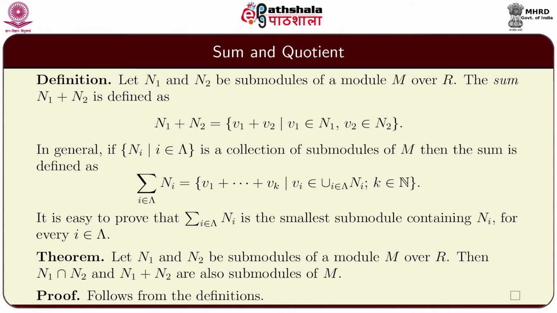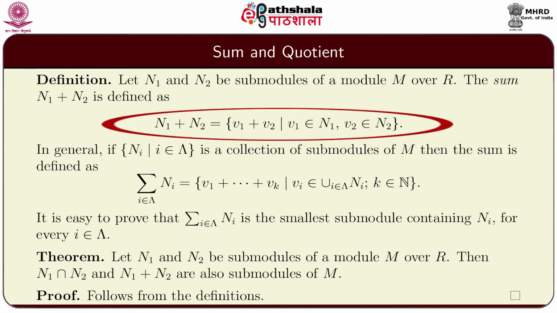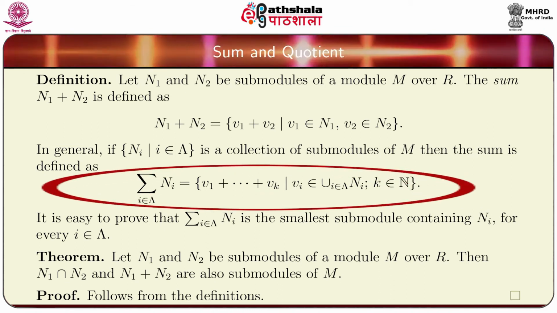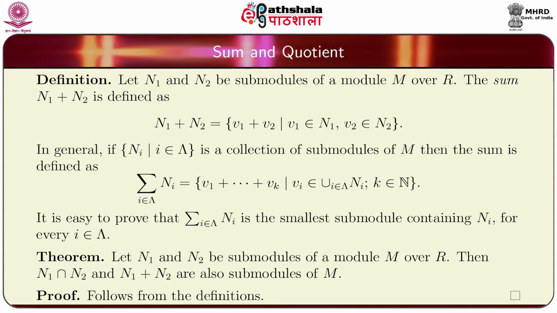Let us now define the sum of submodules, and the definition is almost the same as that for sum of subspaces for a vector space. Let N1 and N2 be submodules of a module M over R. The sum N1 plus N2 is defined as the set of all elements of the form v1 plus v2, where v1 belongs to N1 and v2 belongs to N2. And in general, if Ni, i running over an index set Lambda, is a collection of submodules of M, then the sum, summation Ni, i belonging to Lambda, is the set containing elements of the form v1 plus etc.